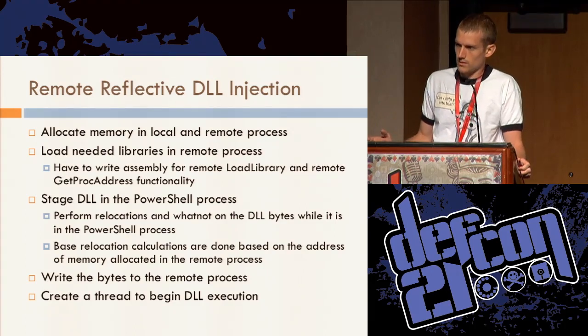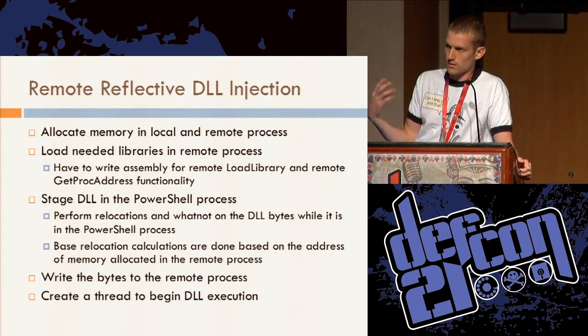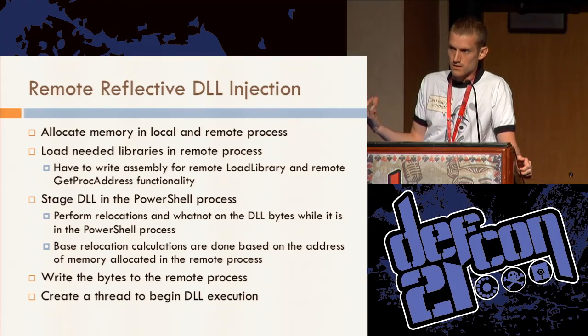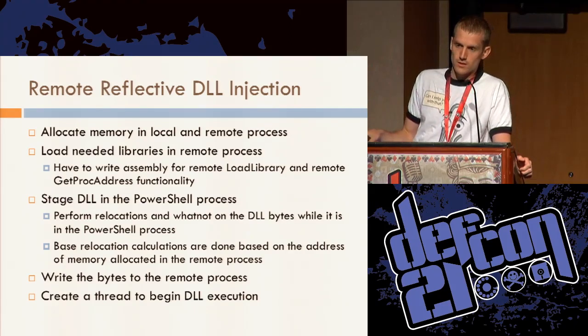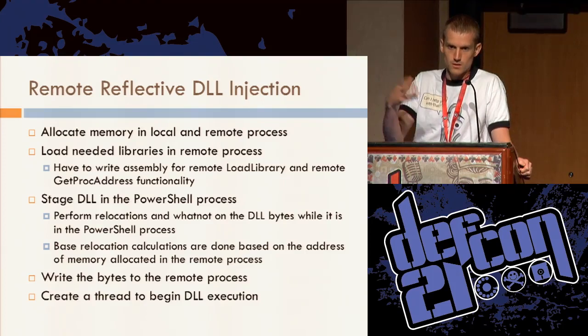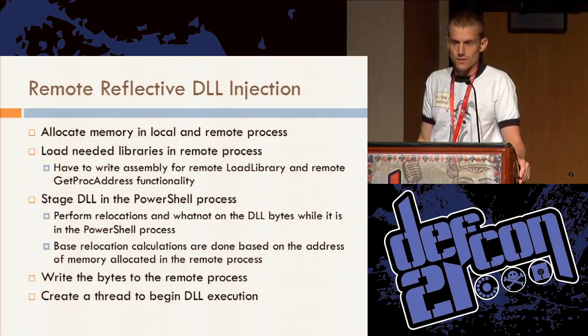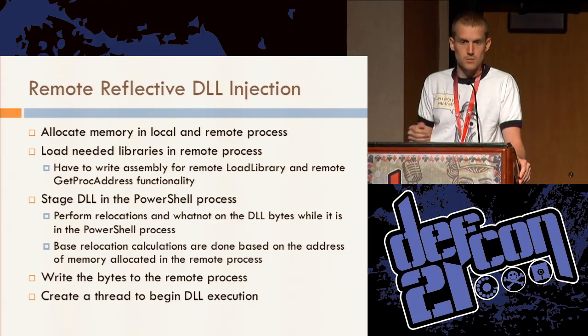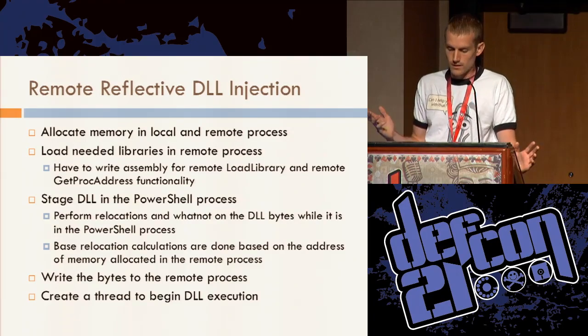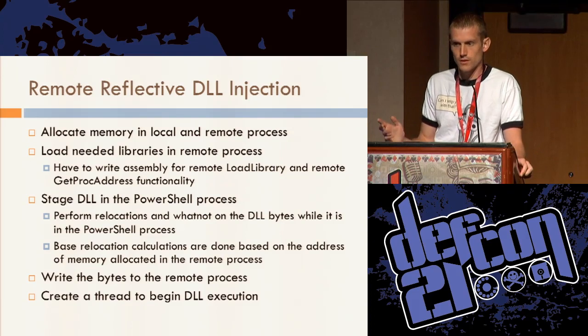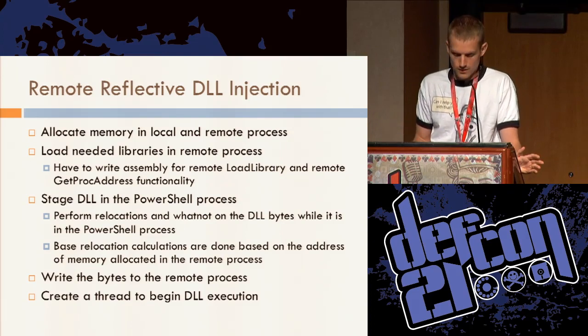And once you've done all this, you end up with the DLL, which is currently in the PowerShell process, but all of the memory addresses have been patched as if it was being loaded in the remote process. So all you need to do is take those bytes and write them into the remote process, and the DLL is pretty much ready to go.